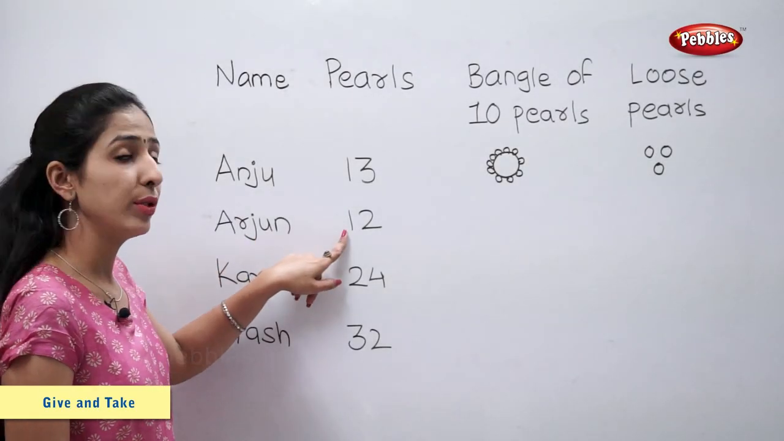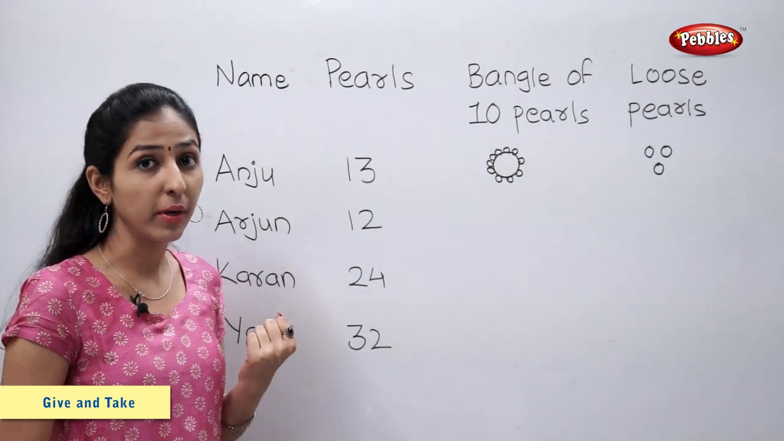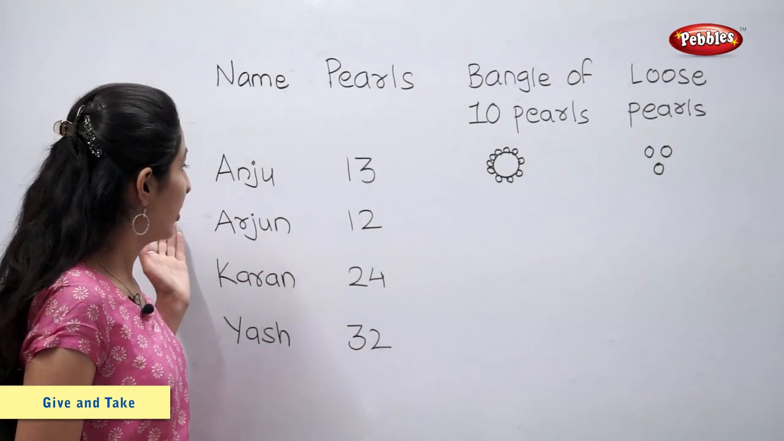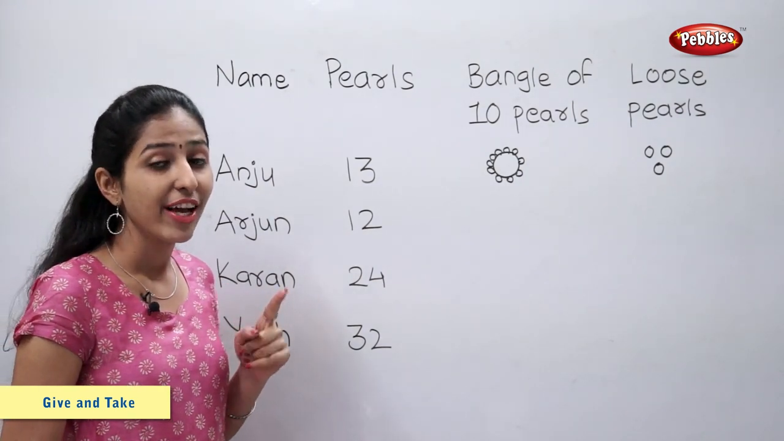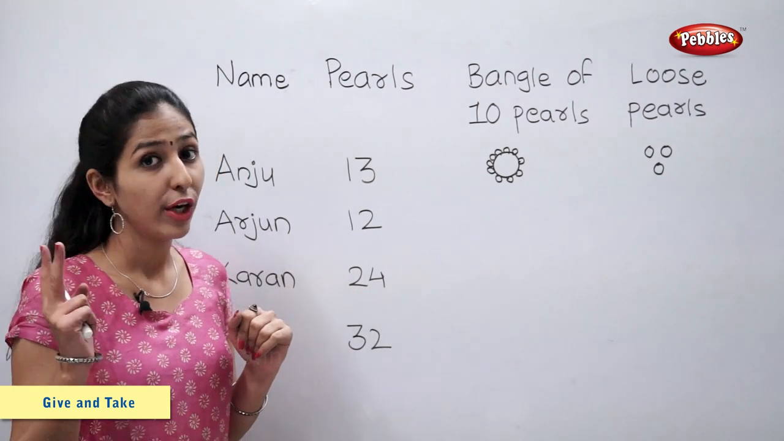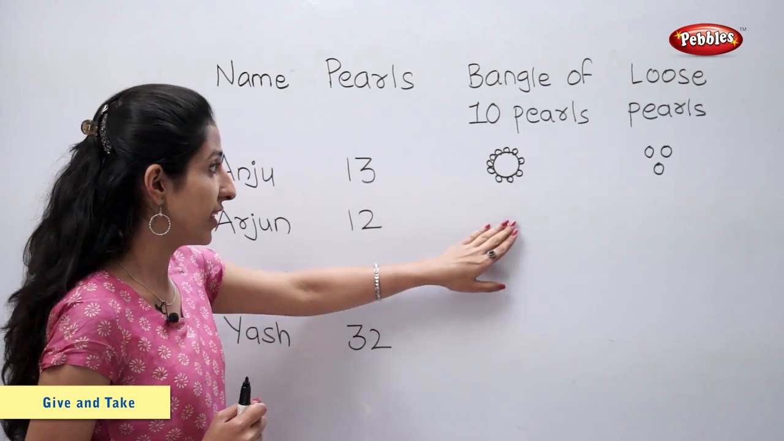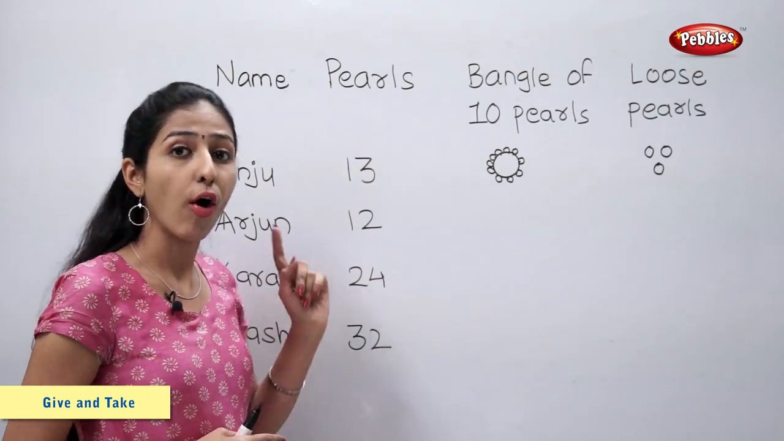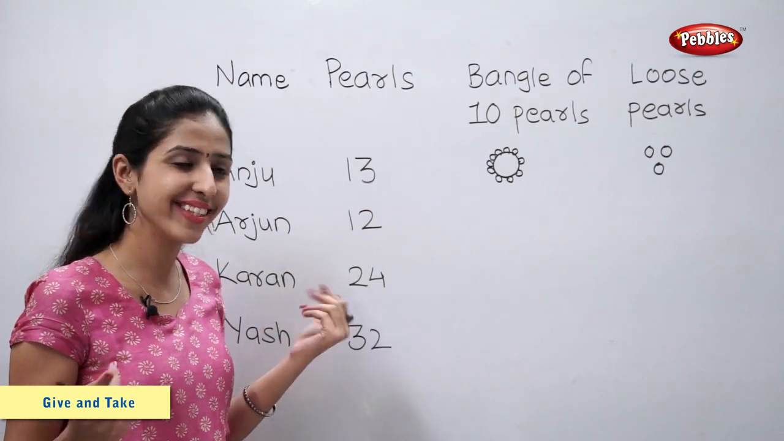Arjun wanted 12 pearls. Now tell me students, how will this shopkeeper give 12 pearls to Arjun? 12 is 1 tens and 2 ones. So, the shopkeeper will give 1 bangle of 10 pearls and 2 loose pearls.